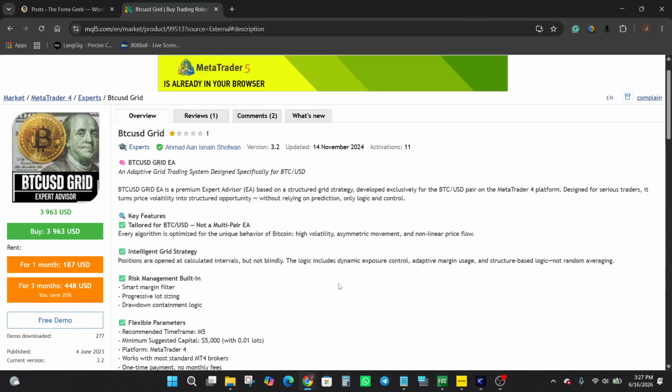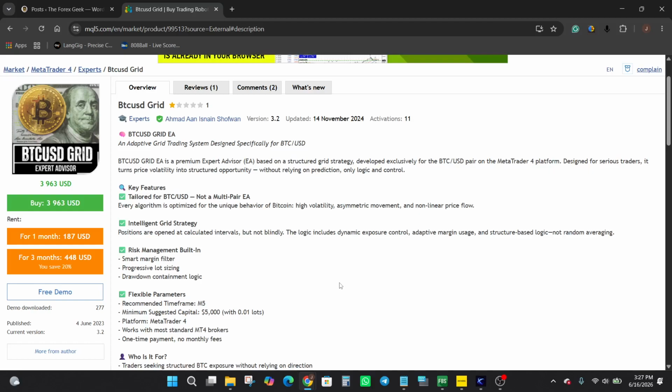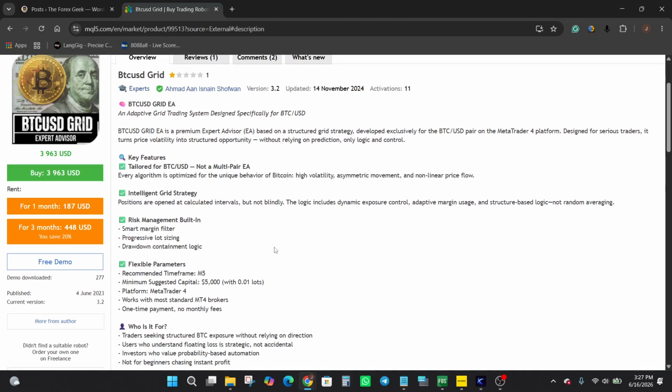So one of the key points mentioned is the built-in risk management layer. This includes smart margin filtering, progressive lot sizing, and drawdown containment logic. These are designed to manage exposure while the grid system is active.